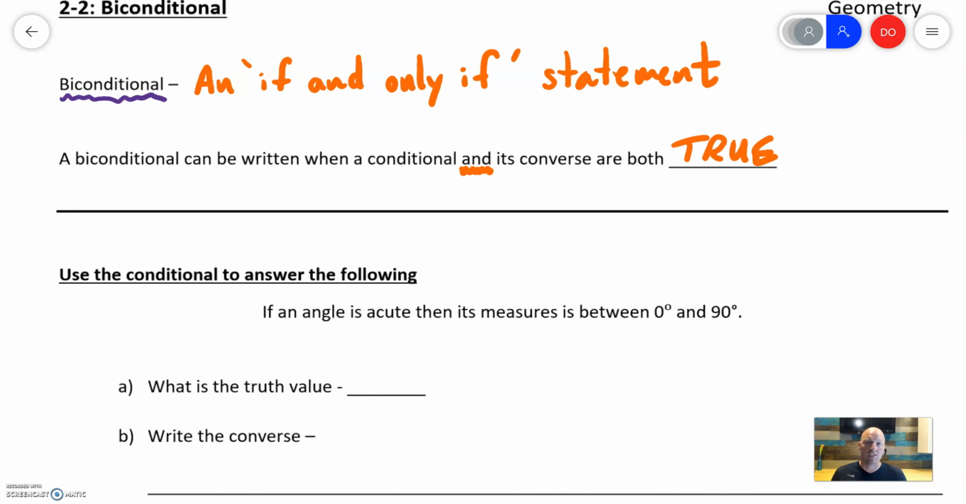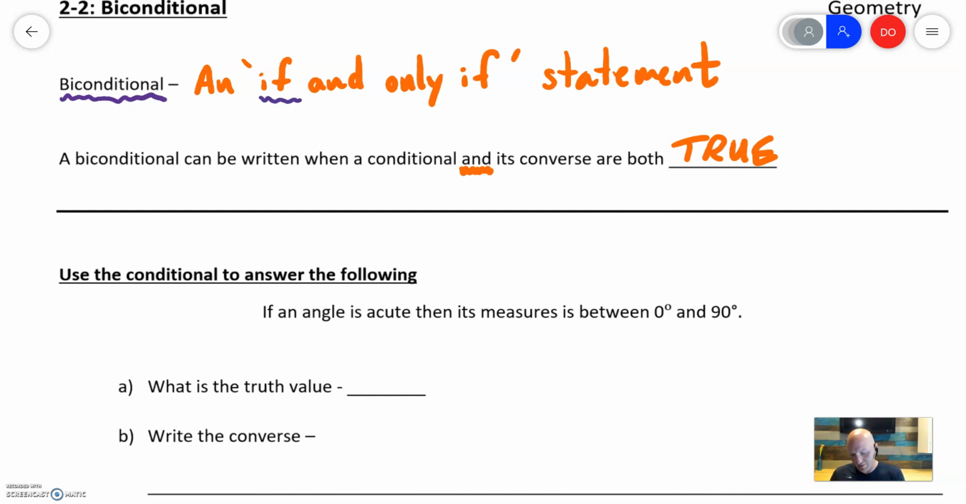All of the definitions that we cover from here on out can also be written in biconditionals. Same with any of your classes. Any vocabulary term that you've seen inside of one of your courses can be written as a biconditional. So let's look at a conditional. Let's check its truth value. Let's see if its converse is also true, and if it is, let's practice writing a biconditional.